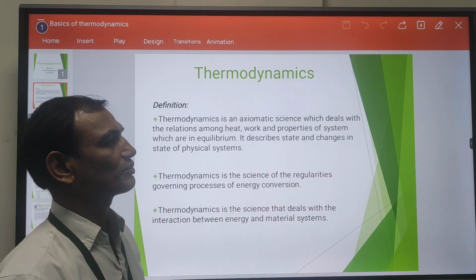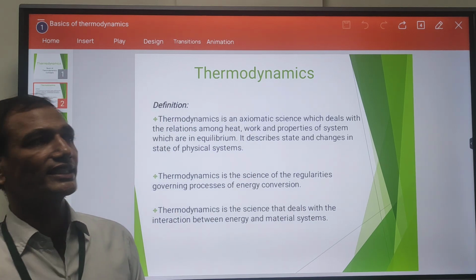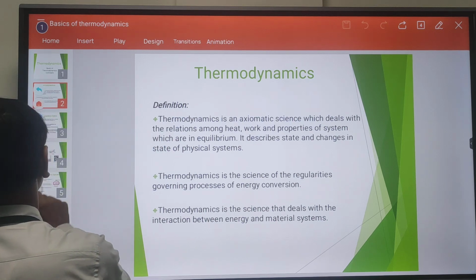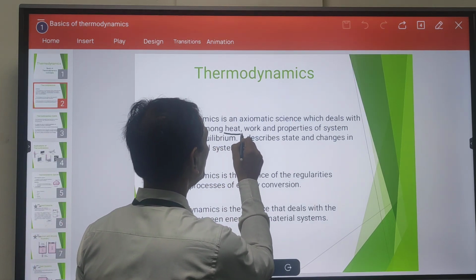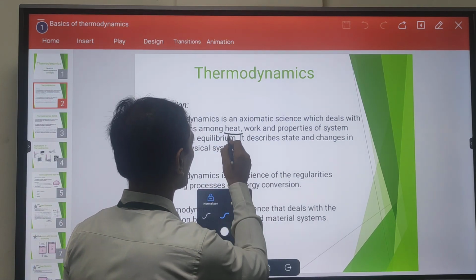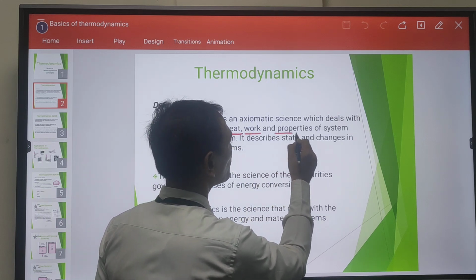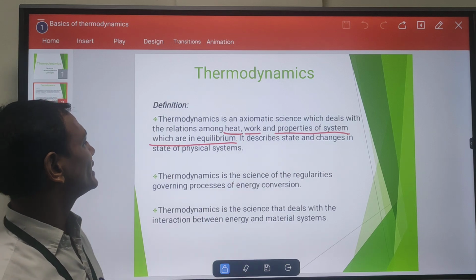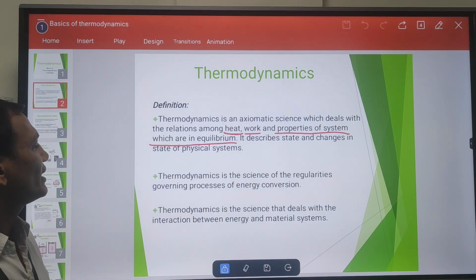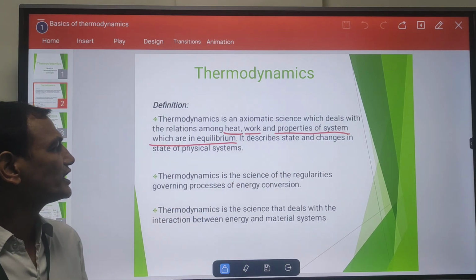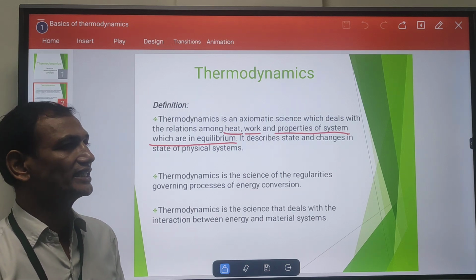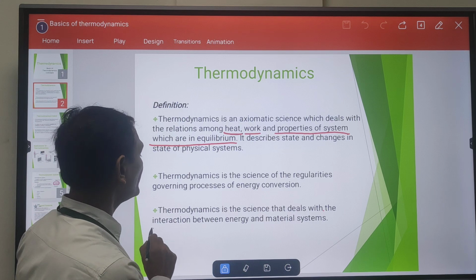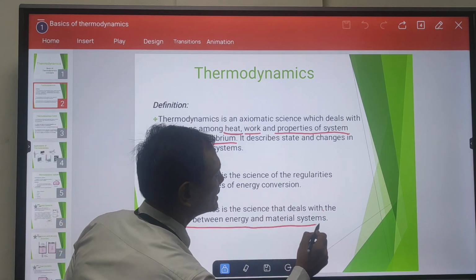This is the definition of thermodynamics. Thermodynamics is an axiomatic science which deals with the relations among heat, work and properties of systems which are in equilibrium. It describes a state and change in a state of physical systems, and thermodynamics is the science of the regularity governing processes of energy conversion. Thermodynamics is the science that deals with the interaction between energy and material systems.